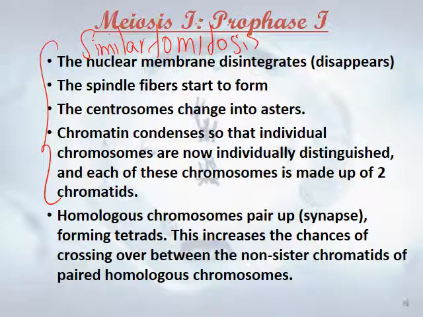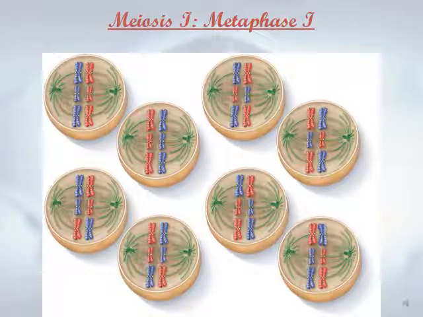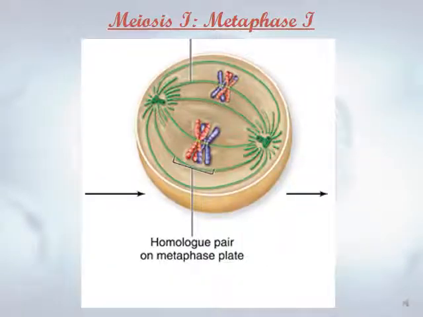The only difference is here in this stage. Homologous chromosomes pair up, they synapse, forming tetrads. They move one over the other, the chromosomes. This increases the chance of something called crossing over between the non-sister chromatids of paired homologous chromosomes. So this is the only difference. We have the tetrads, okay, the formation of the tetrads.